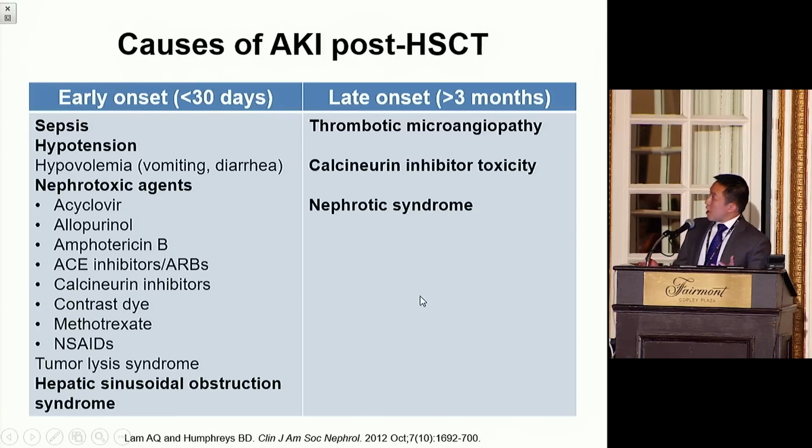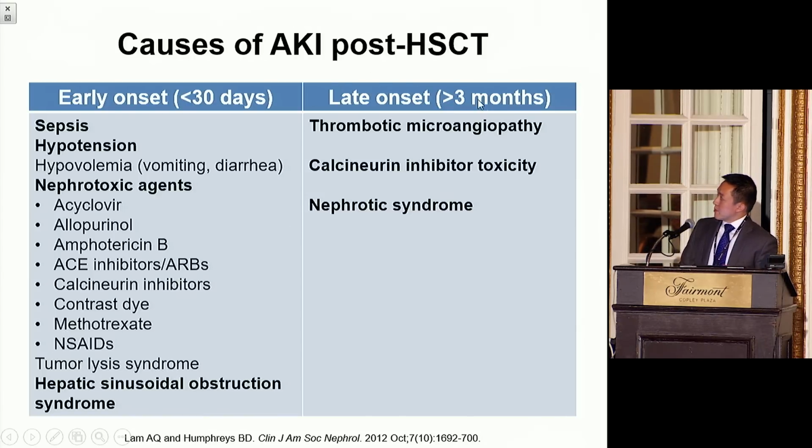Now, there are a number of different causes of AKI in the stem cell transplant population. We can divide these into causes that occur early post-transplant and late post-transplant. In the early post-transplant period, you can see that a lot of causes of AKI are pretty common causes of hospitalized patients: sepsis, hypotension, hypovolemia, nephrotoxic agents. But the one entity that I want to bring your attention to is hepatic sinusoidal obstruction syndrome, which is pretty unique in the stem cell transplant population.